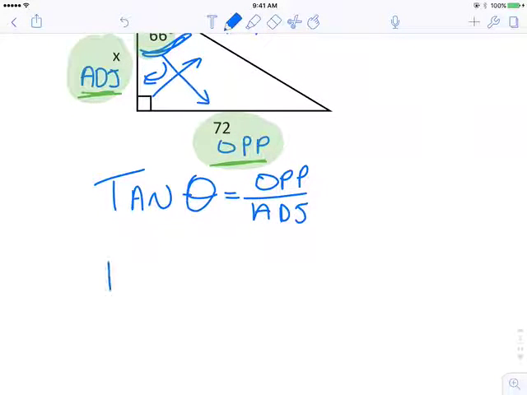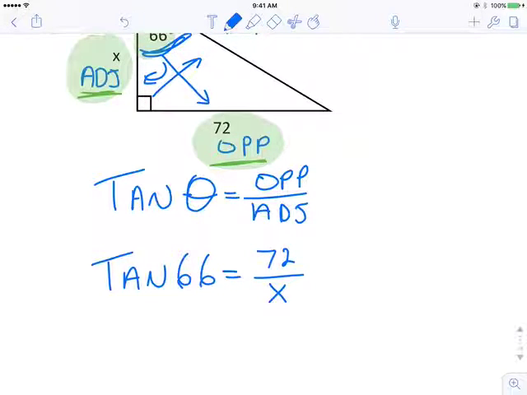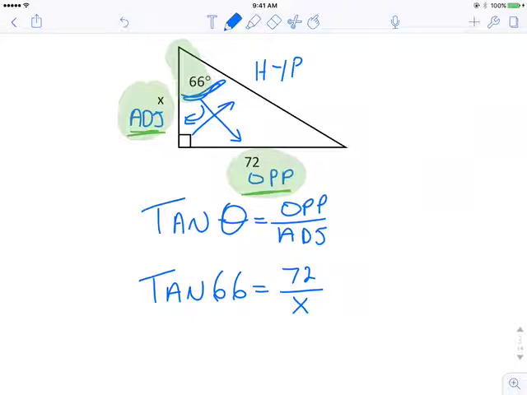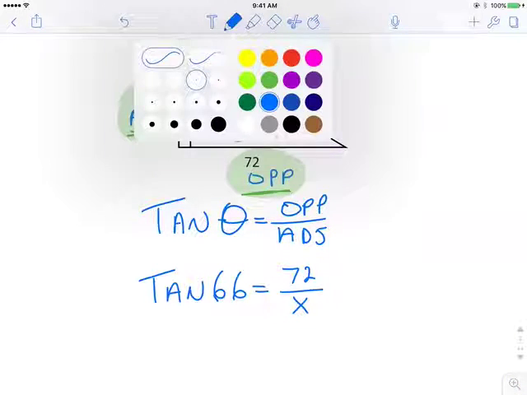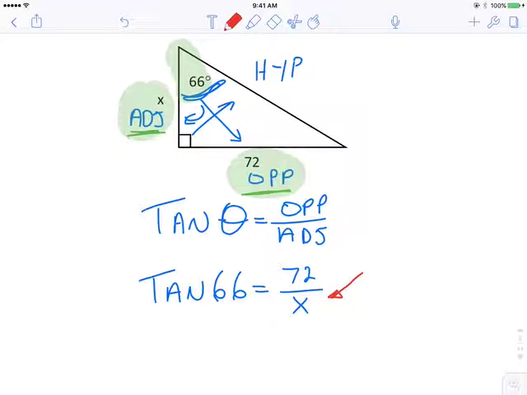Substitute my numbers. Tangent 66 is equal to opposite 72 over my adjacent, which is x. Now, this is where you have to remember that your steps or your calculations will change because x is on the bottom. So notice my variable down there on the bottom. Because that's on the bottom, my steps will change.